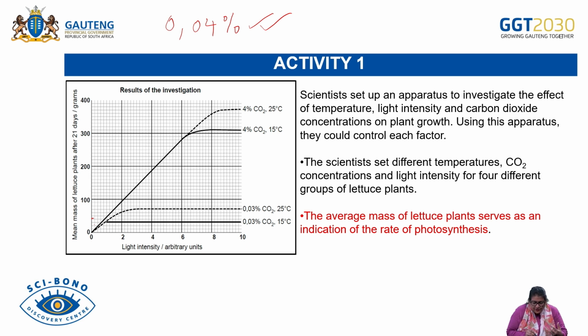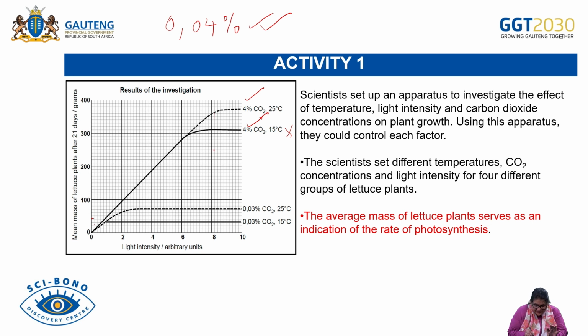So the photosynthesis rate did increase, but not to the highest amount, but it did increase compared to when it was at 0.03 and it was at 25 degrees. So here the percentage of CO2 is correct, but the temperature is incorrect. So let us look at the last line now, this last dotted line. Here it is 0.04% CO2, which is 4%.